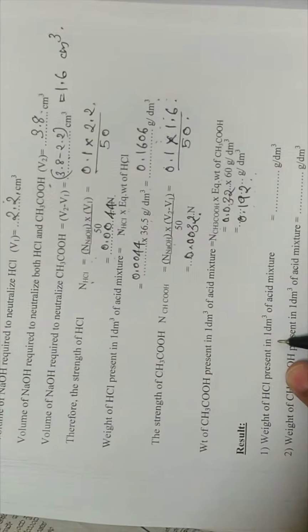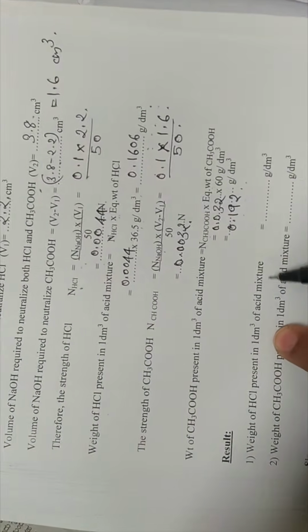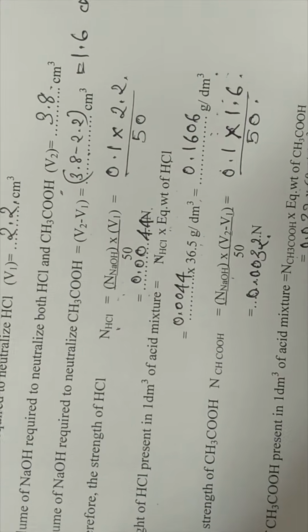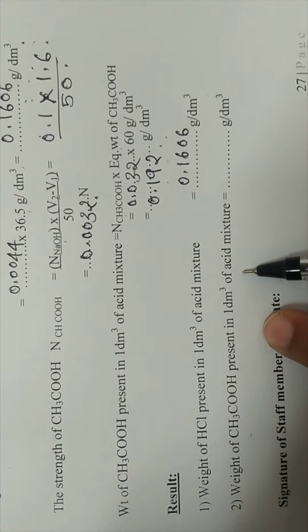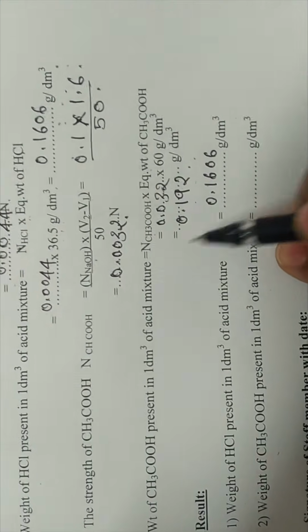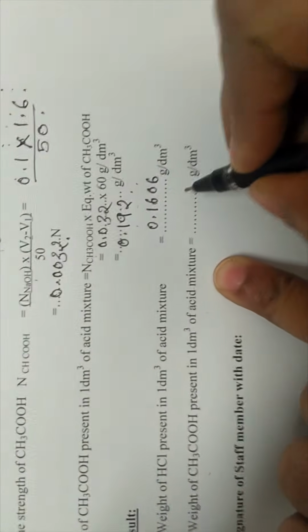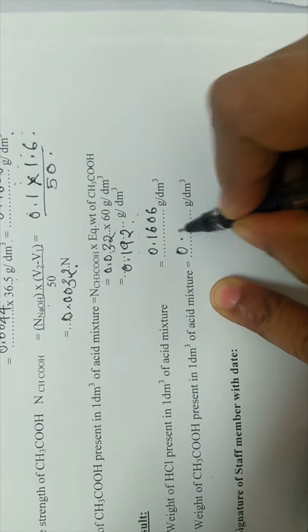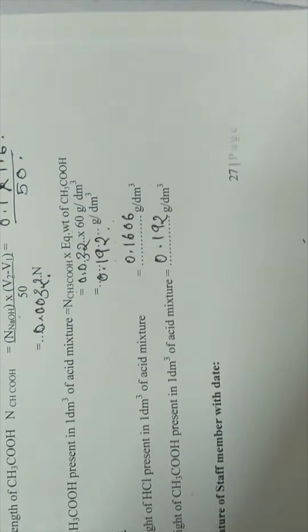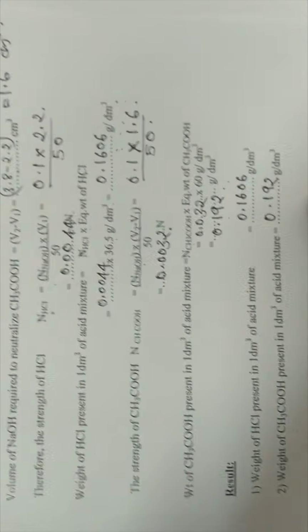So our result is that the weight of HCl present in 1 dm cube of acid mixture is 0.1606 grams per dm cube, and the weight of acetic acid present in 1 dm cube of acid mixture is 0.192 gram per dm cube. This is the result.